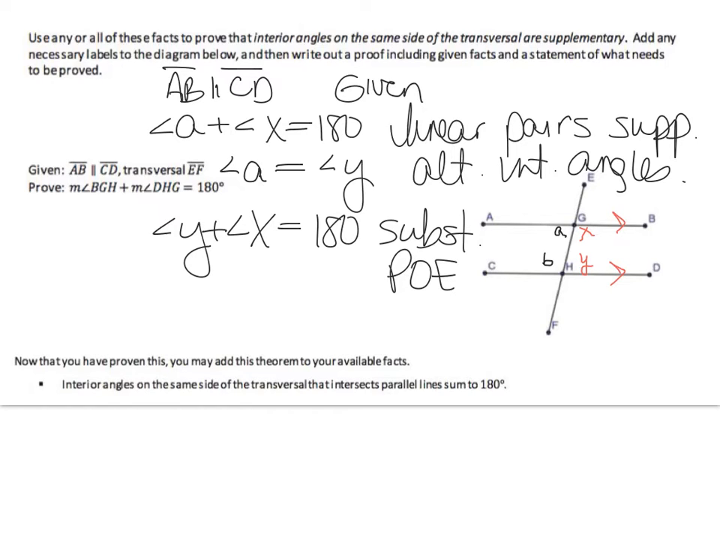Okay, I go back. What are we trying to prove? GBH, which I labeled X, and DHG, which I labeled Y, is equal to 180, which I just did. So now that we've proven it, I can add it to my available facts. Interior angles on the same side of the transversal that intersect parallel lines sum to 180.